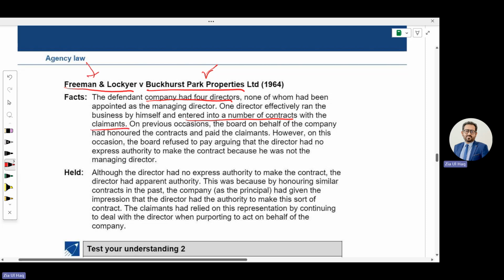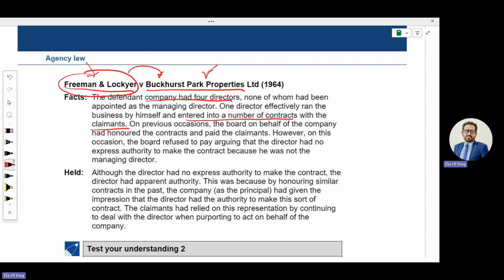This person was representing the company and he entered into some contracts with Freeman and Lockyer on behalf of the business, BPP. On previous occasions, the board on behalf of the company had honored the contracts and paid the claimants. There was previous practice between this person and the company. They were having some contracts with each other. They delivered goods and payments were made. In a similar manner, they performed these transactions.